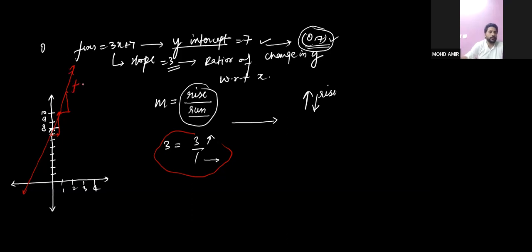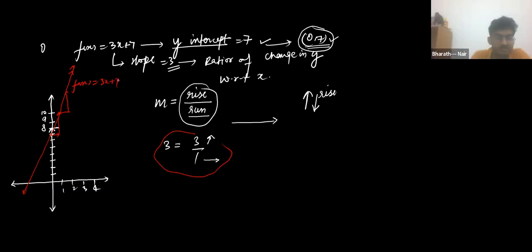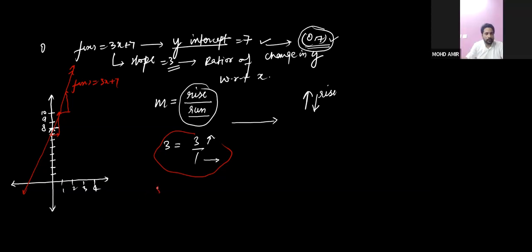So we will be writing f(x) is equal to, what was it? 3x plus 7. Would you like to try one? Yeah. Okay, plot the graph of 5x plus 3. f(x) is equal to 5x plus 3.